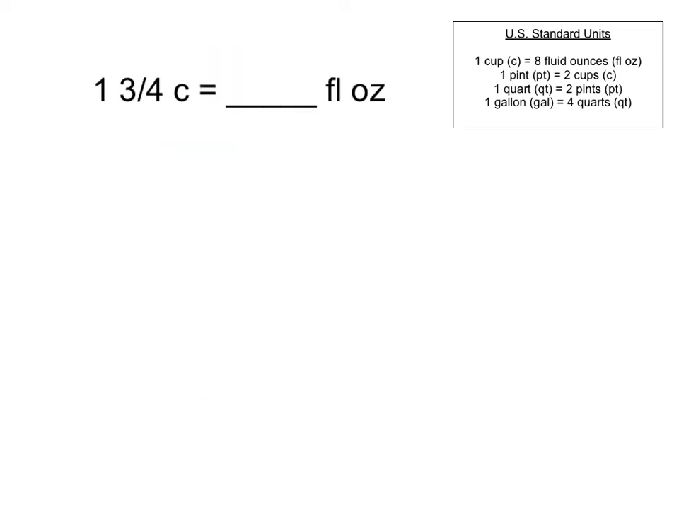Here we have 1 3/4 cups equals some number of fluid ounces. Well, I know that fluid ounces are smaller than cups. So I'm going from a larger unit to a smaller unit, which means I need to multiply. I have to multiply by 8 because there are 8 fluid ounces in each cup. So the equation I'm multiplying is 1 3/4 times 8.